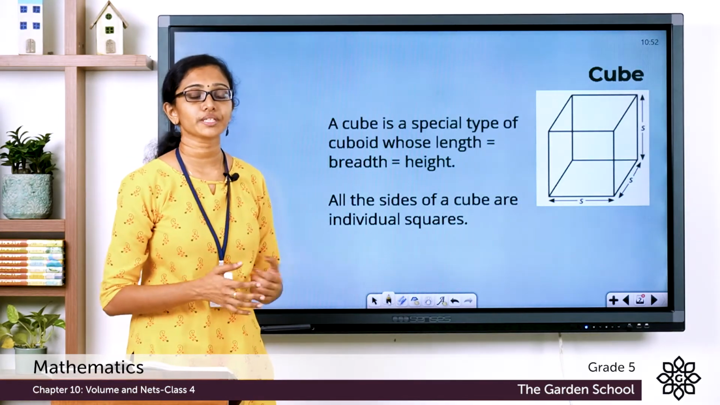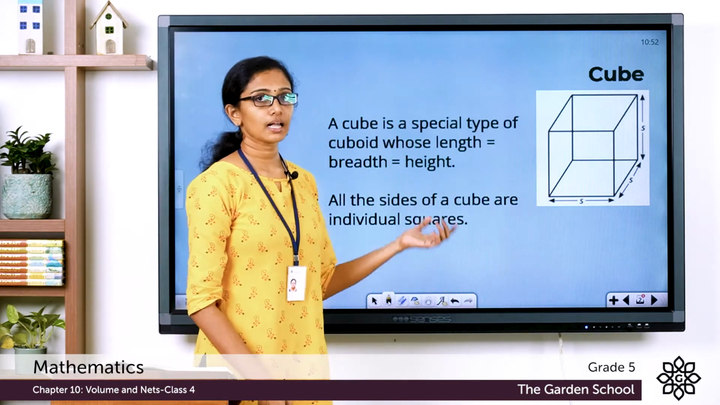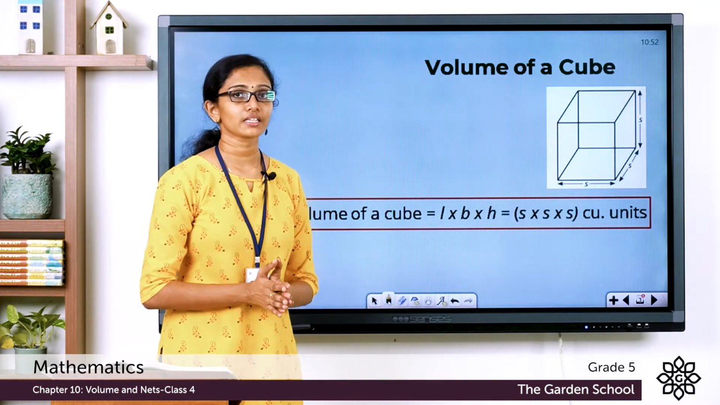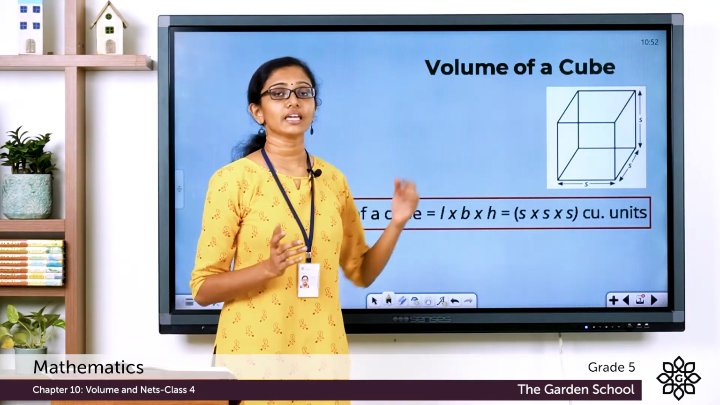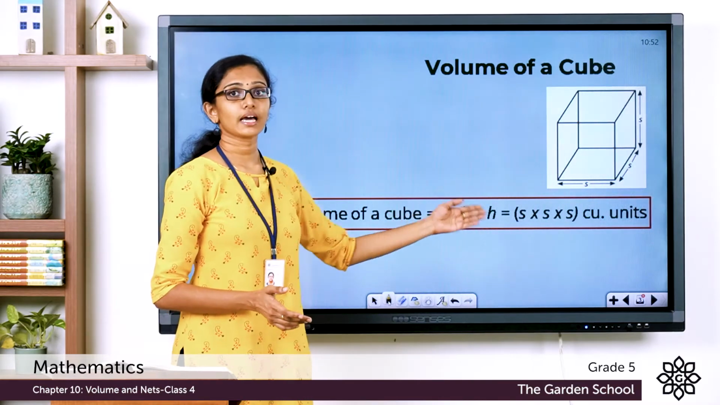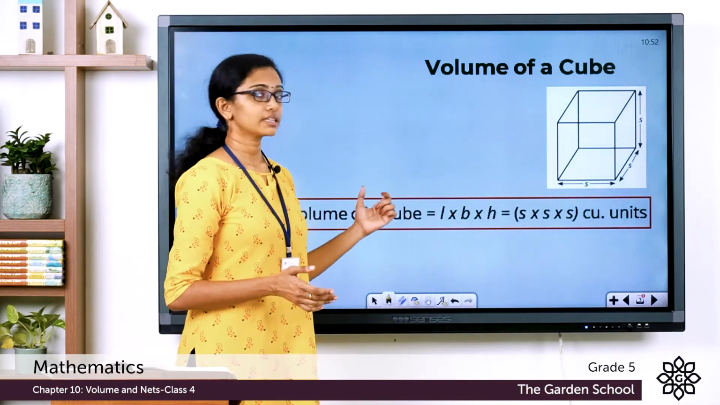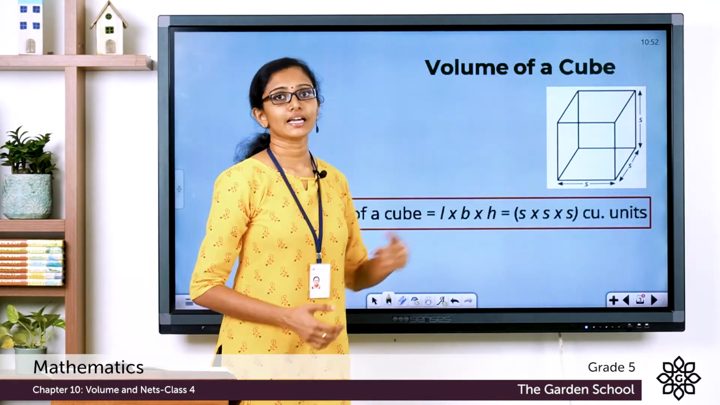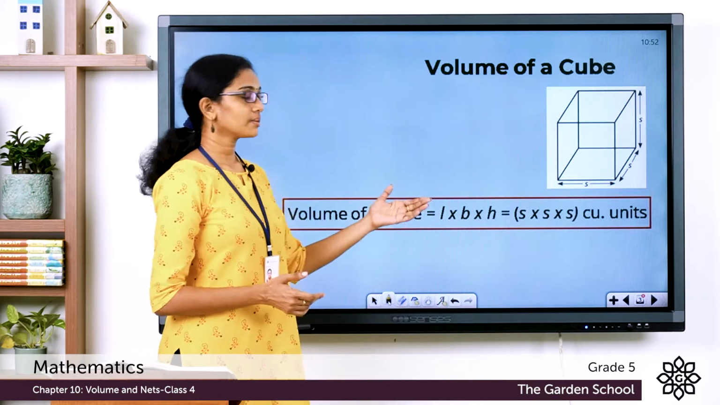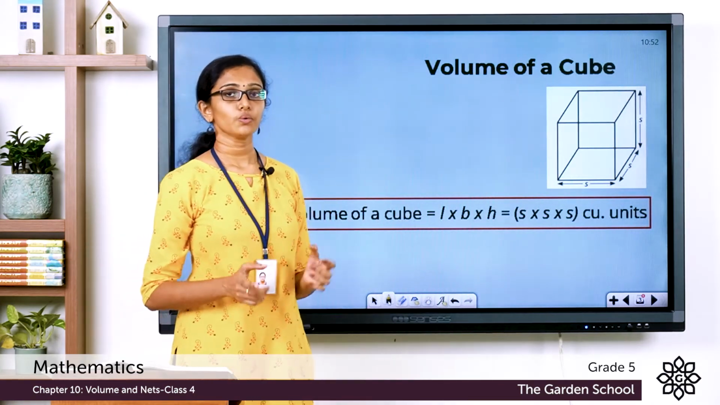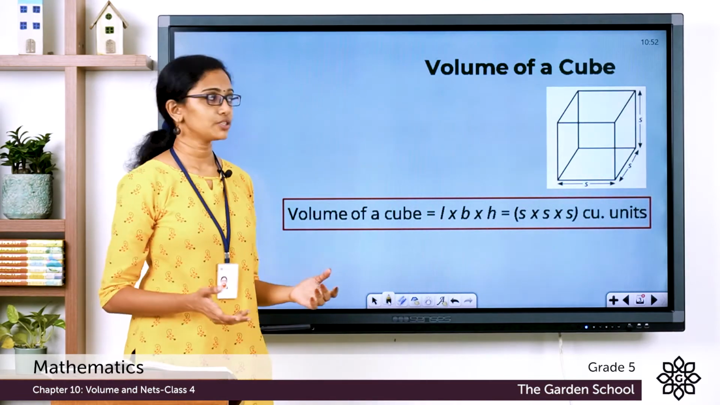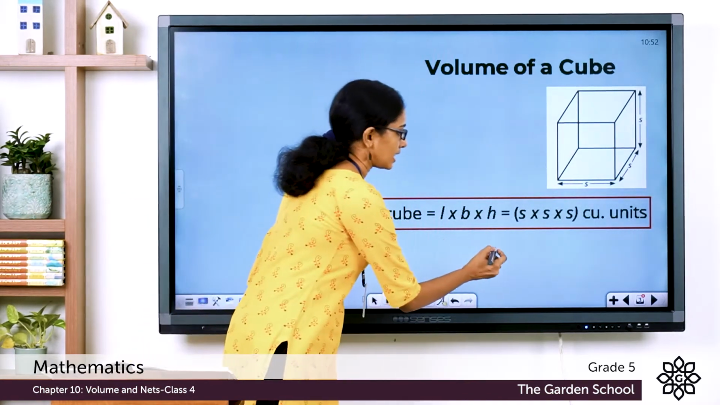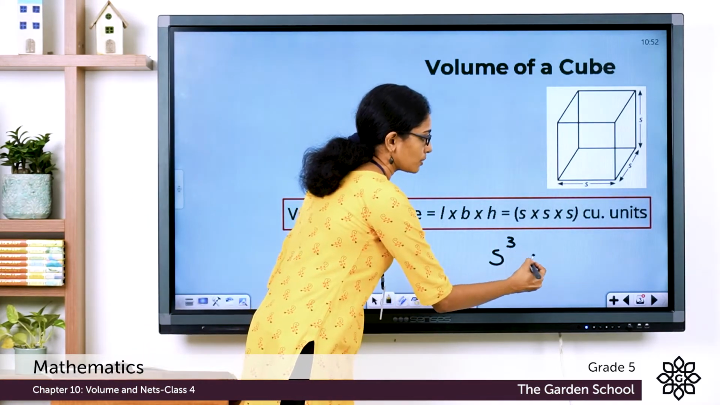So for a cuboid, what is the volume? For a cuboid, by formula, the volume is equal to the length into breadth into height. So since the cube has got all the sides or all the edges equal, which means the length, breadth and height are all the same, you can say the volume of a cube is equal to S into S into S, where S is the length of each side. And the volume is measured in cubic units. So remember, the volume of a cube is equal to S into S into S cubic units. We can also write this as S cube cubic units.